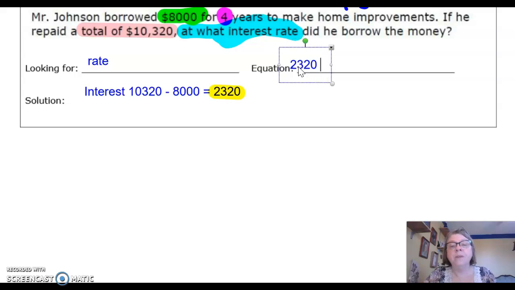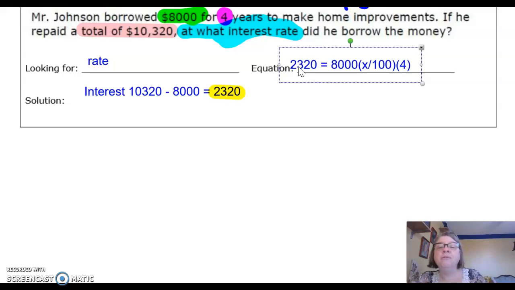Okay, so now I'm ready to type my equation. My equation is my interest, 2320, equals my principal, 8,000, times my rate, which I don't know, so I'm going to put x divided by 100, times the time, which is 4.